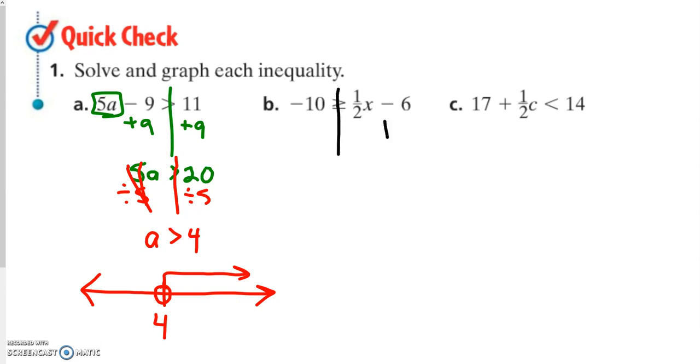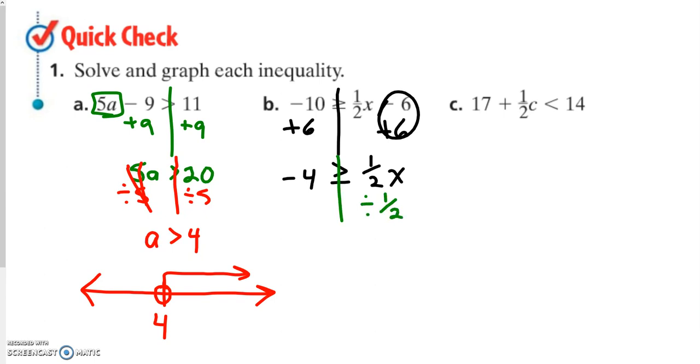Hopefully you've tried it. We're going to add 6 to both sides. Negative 10 plus 6 is negative 4. Inequality symbol drops down. 1/2 x. I need to divide by a half. So if I write that out, it says negative 4 divided by a half.